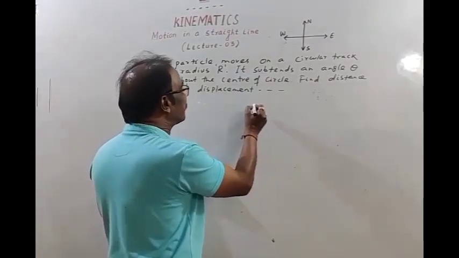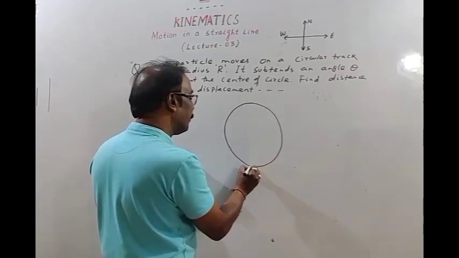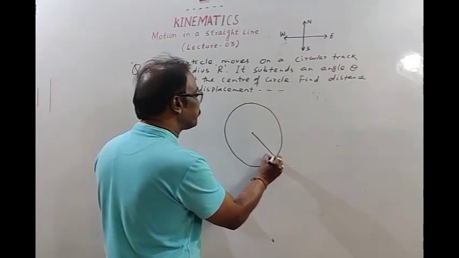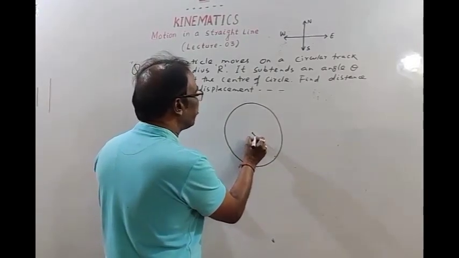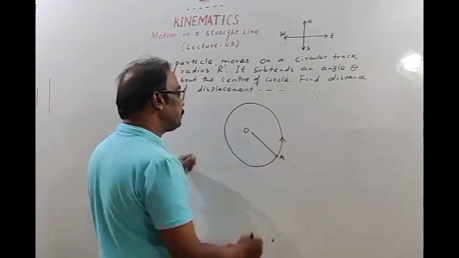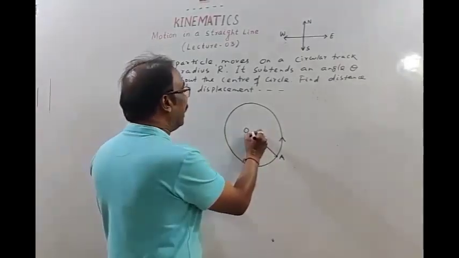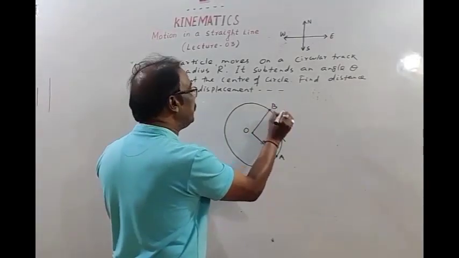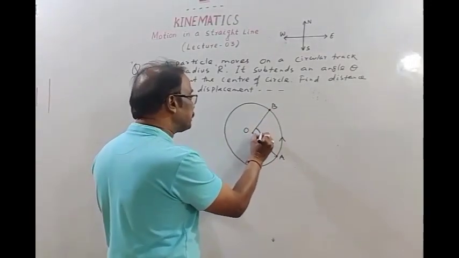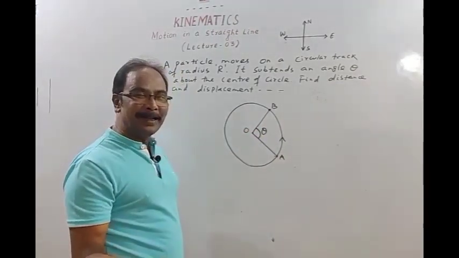A particle moves on a circular track. Let's draw a circle. The radius of the circle is r. Let the particle start moving from a point A. This is the center. Suppose it moves in anti-clockwise order. You may take clockwise order. It reaches a point B, means the position of the particle changes from A to B, and it subtends an angle theta about the center of the circle. Then we have to find distance and displacement.